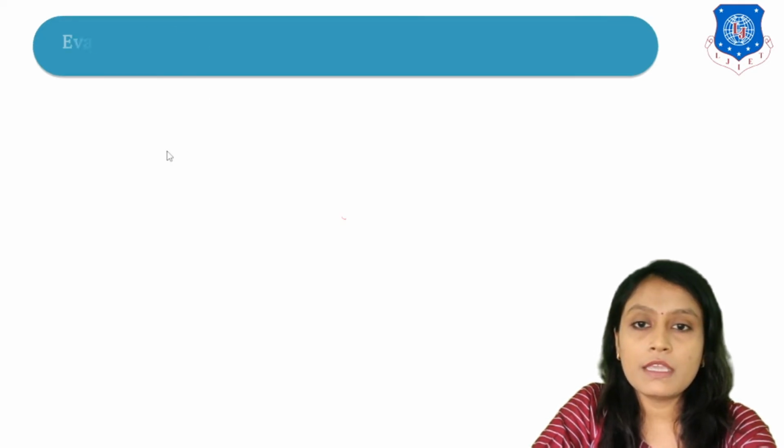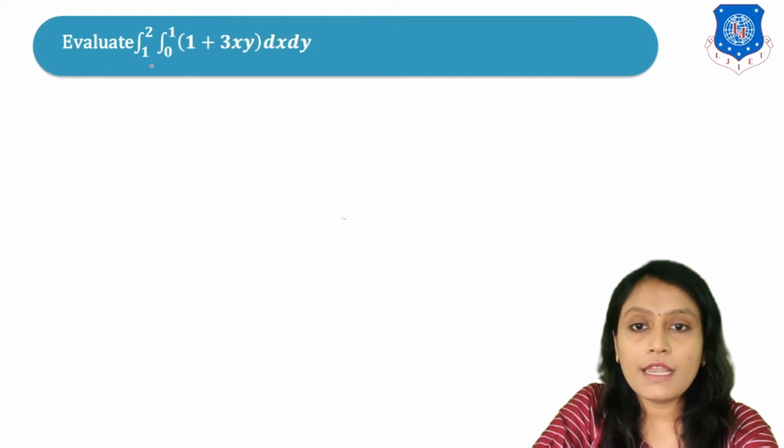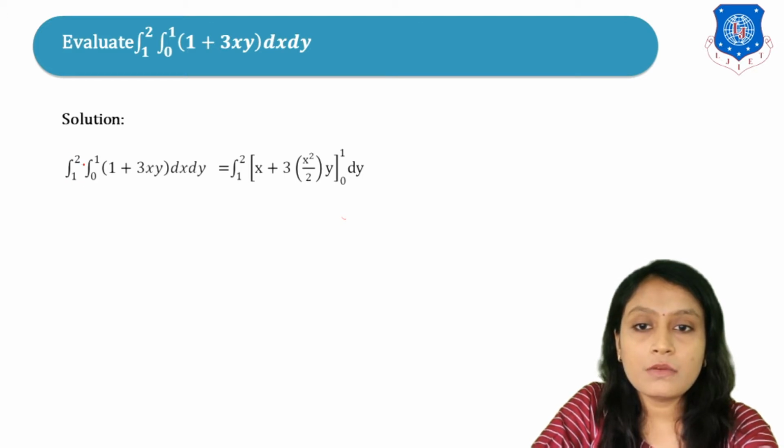Okay, now let's begin with the example. Evaluate double integration 1 to 2, 0 to 1, 1 plus 3xy dx dy. Now let's begin with the solution. Integration 1 to 2, 0 to 1, 1 plus 3xy dx dy. Firstly we will integrate this with respect to x, keeping y constant. Here this integration 1 to 2 will remain as it is, this dy will remain as it is, and now we will integrate this with respect to x.